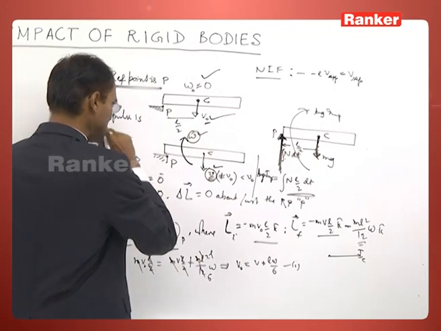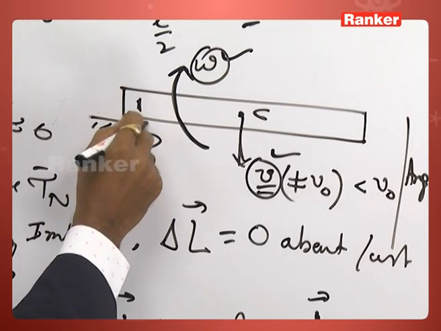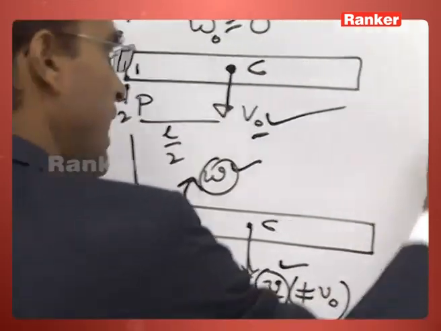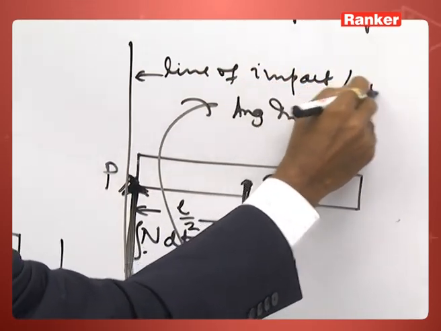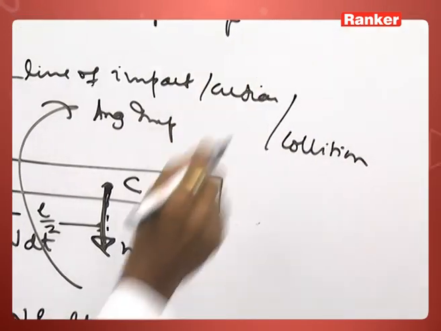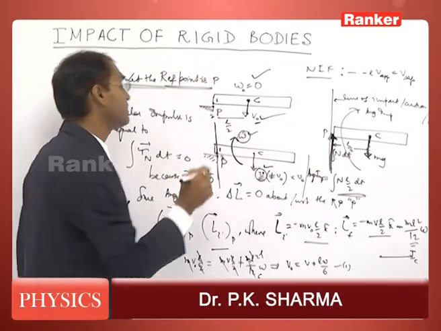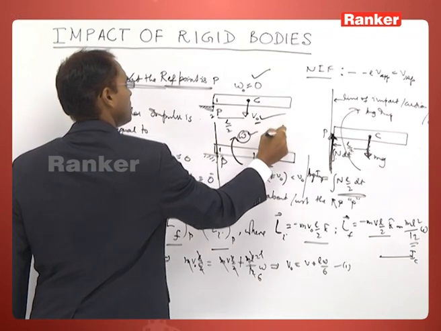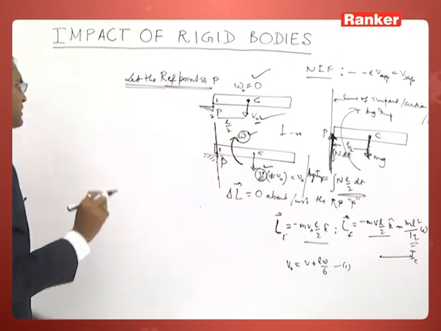Approach velocity is the relative velocity between the contacting or colliding points. This is point one, this is point two. This is the line of collision, because this is the line of action. This is called the line of impact, or line of action, or line of collision. Along this line, between these two colliding points, what is the relative velocity? That is the velocity of approach just before the collision. Suppose downward is negative.